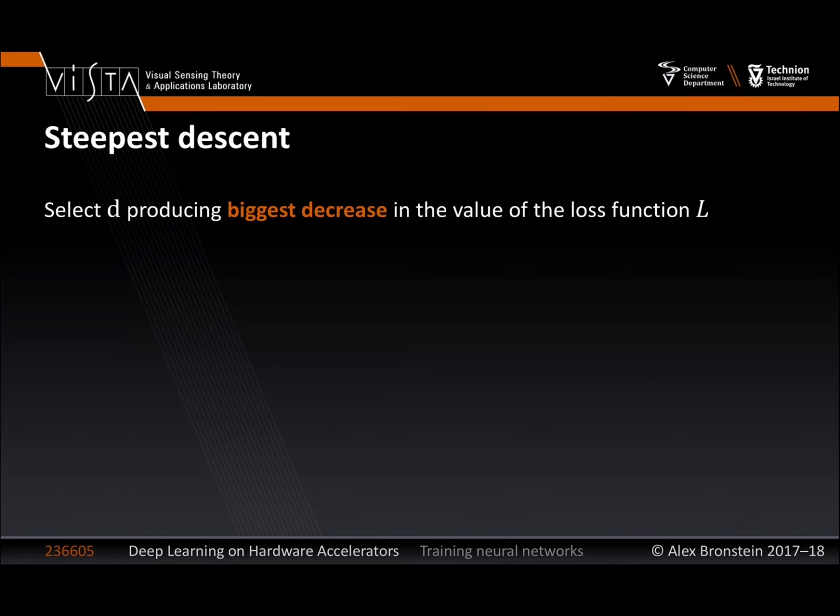Okay. Now, let's do the following very intuitive and almost obvious thing. Let's select d producing the biggest decrease in the value of the loss function. Sounds reasonable? Okay. Let's write it like this. I would like to select d such that this difference before the step and after the step is maximized or minimized, because I would like to decrease the value of the function. So this will be negative. Basically, I would like it to be as negative as possible, right? So the magnitude, of course, is maximized, but the actual value is minimized.